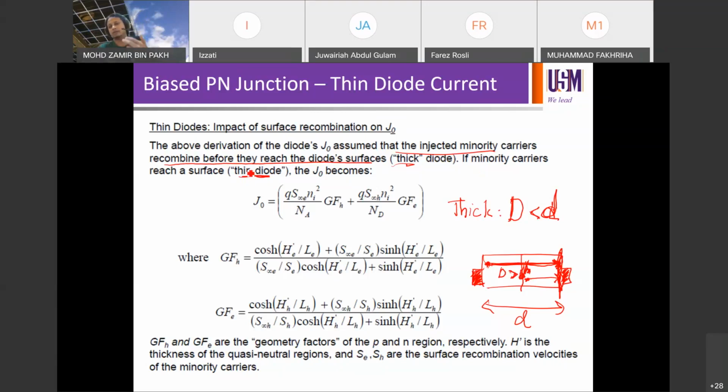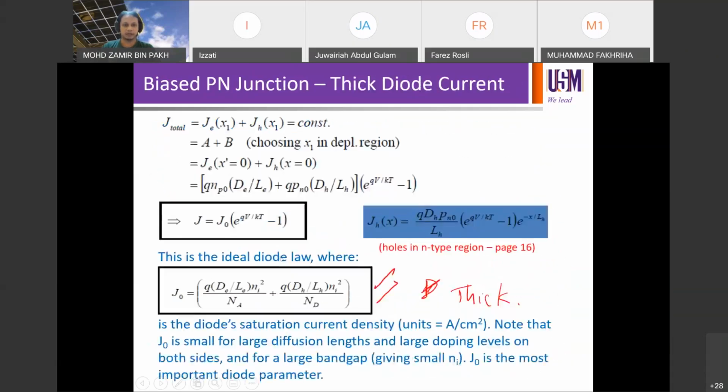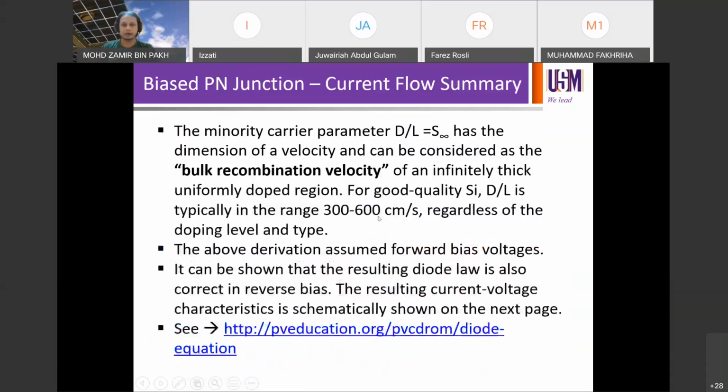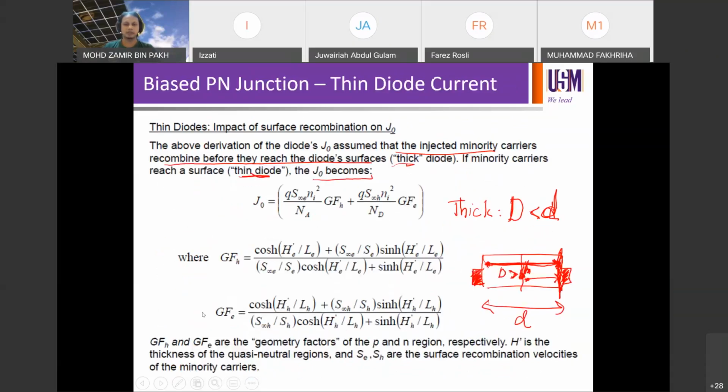The distance traveled is just a short one, and the carriers can, for sure, reach the surfaces of the N side and the P side. In this condition, it's called a thin diode, and the J0 becomes, so remember the J0 for the previous case, for the thick one, is this, on this page. Now the J0 for the thin diode becomes a little bit more complicated because the surface factor comes into the equation. Previously, the surface factor was not incorporated. Now it's in the equation already.